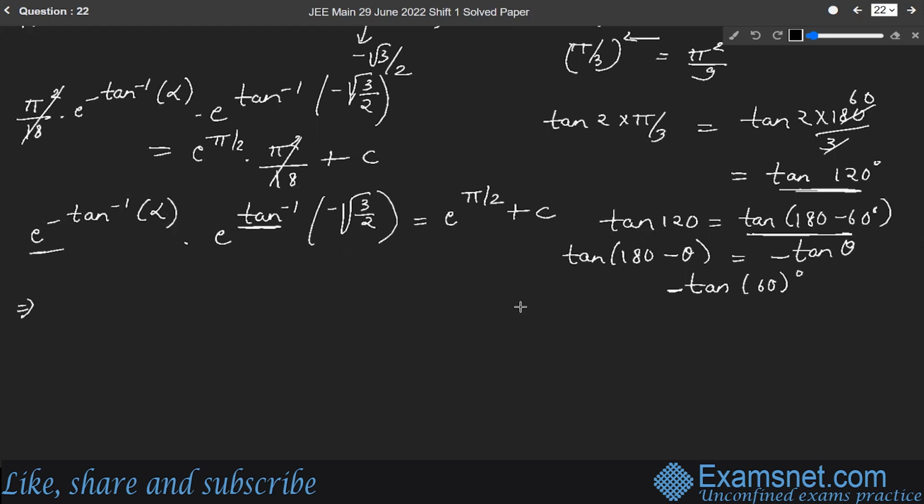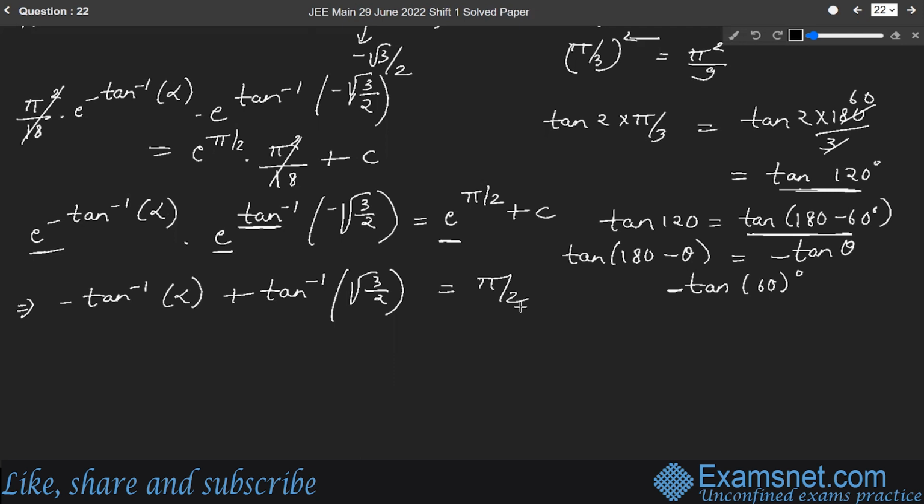You can see that the base is the same. It means that the powers will be added. So we have to compare the powers of e on both the sides. So here on the left hand side, it will be minus tan inverse of alpha plus tan inverse of root 3 by 2 equals π/2. We have compared the powers on both the sides.